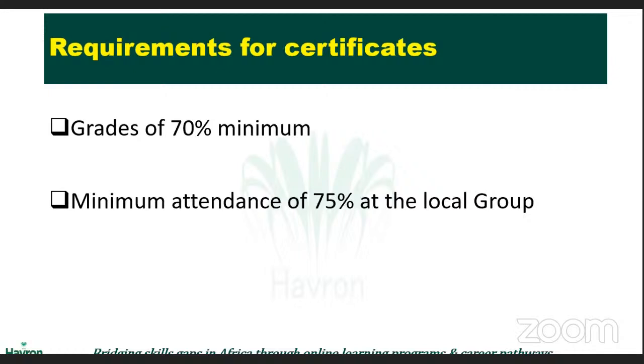Because for us to give that certificate, University of Washington will ask us, these participants that we are issuing certificates to, have they attended your meetings up to 75%? And we will say yes. So if there's anybody who has not attended the 75% and we issue a certificate to them, it is not a good picture on our side.